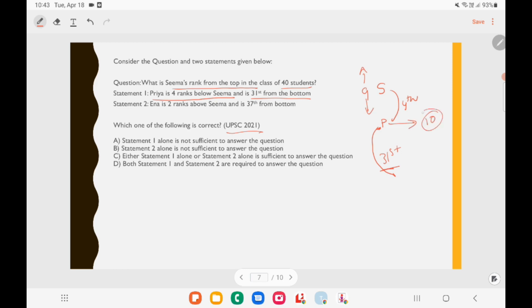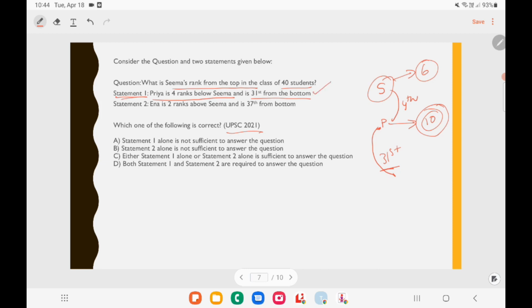So Priya is 10th. And Seema will be 6th. Because Priya is 4 ranks from Seema. So if Priya is 10, it means that Seema is 6th. So we can find out the rank of Seema using the statement 1. So statement 1 alone also we can answer the question.